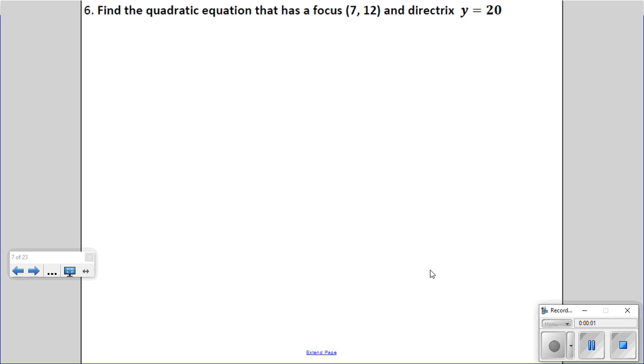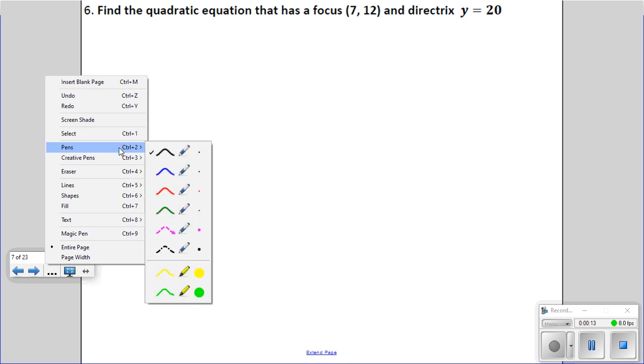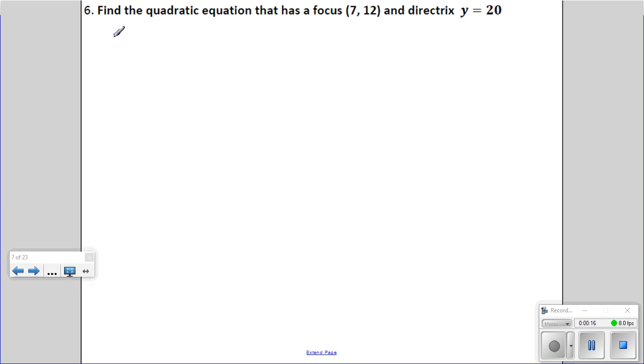Number six. We have the focus and the directrix this time. The directrix is higher up than the focus, so this is a case of DVF. Again, the focus is at the bottom, so the parabola is going to open down. The focus is 7, 12. That means the vertex is going to be 7 something.